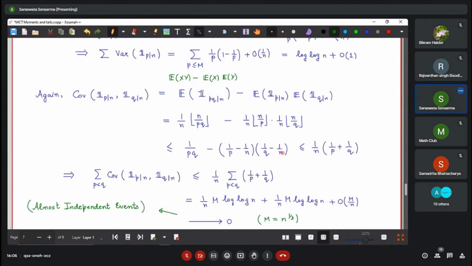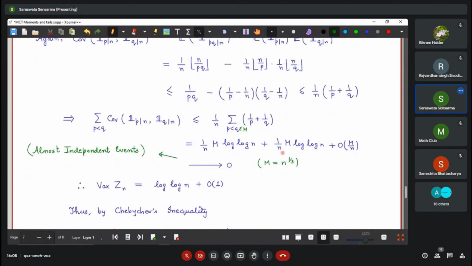In particular, it's bounded above by 1 over n times 1 over p plus 1 over q, which means that in the summation of all such covariances, the 1 over n comes out, and then 1 over p plus 1 over q, but we are summing over both p and q, which are at most m. So this inequality gives you this. Using Mertens' theorem again, I'm not elaborating, but this is direct.